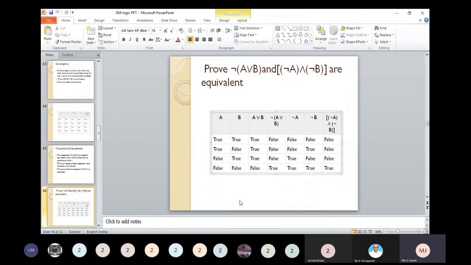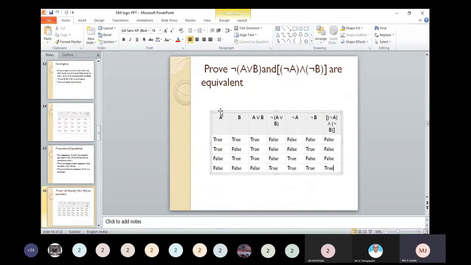Now what we have to prove is that negation of A or B, and negation A and negation B, are logically equivalent. So check the truth values of the fourth column and the seventh column. Yes, the values are the same: the first three rows are false and the last is true. So they take the same truth values.